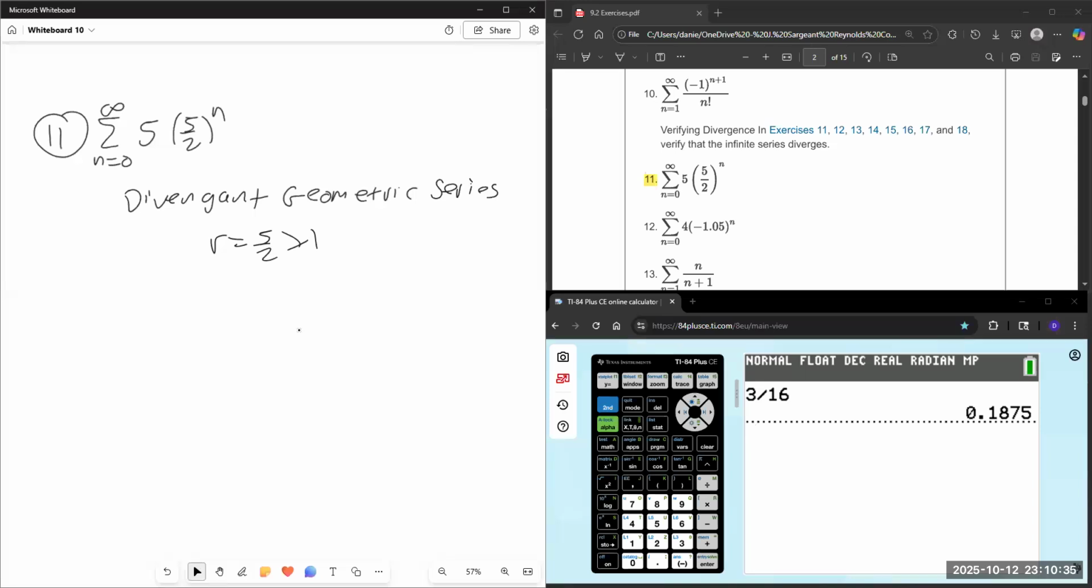So my condition for convergence of a geometric series in the form of the sum from n equals 0 to infinity of a sub 0 times r to the n is that it converges if and only if the absolute value of r is less than 1, meaning r is between -1 and 1. It will diverge when the absolute value of r is greater than or equal to 1.